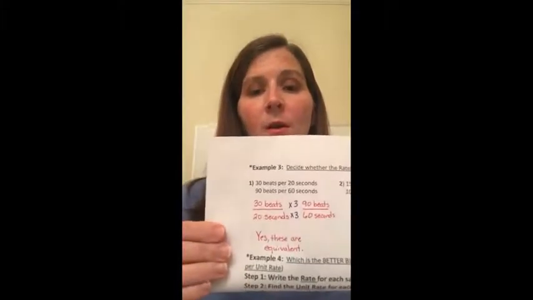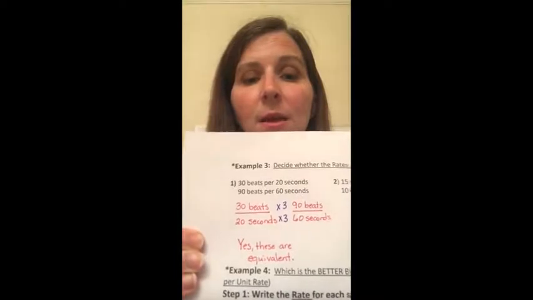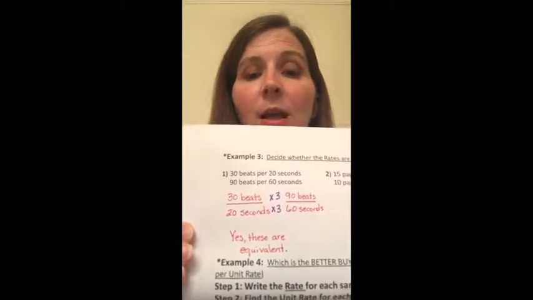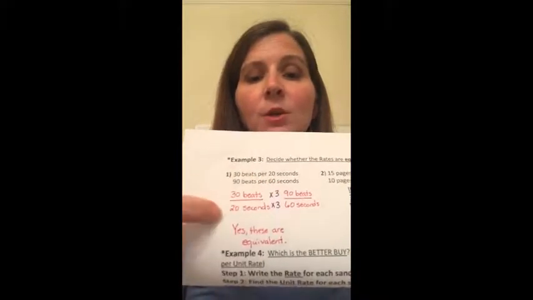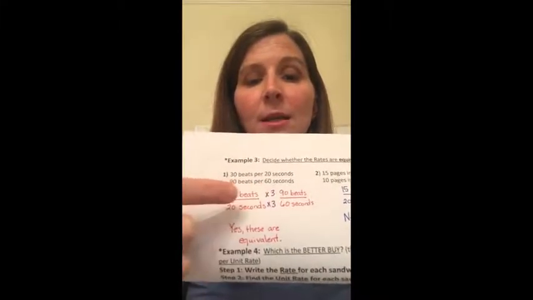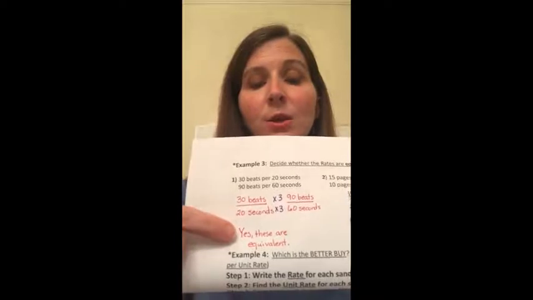One way would be to set up your rates, so 30 beats per 20 seconds, 90 beats per 60 seconds, and you can see that both of these, to create the new numerator, you can multiply 30 times 3 equals 90, 20 times 3 equals 60, and since both of them use the same number to be multiplied, yes, these are equivalent ratios, or equivalent rates.